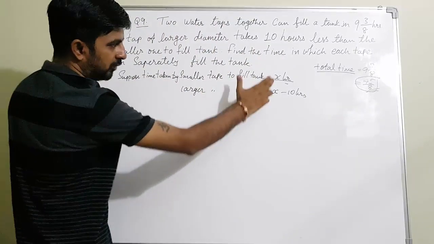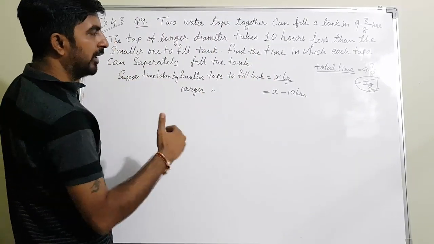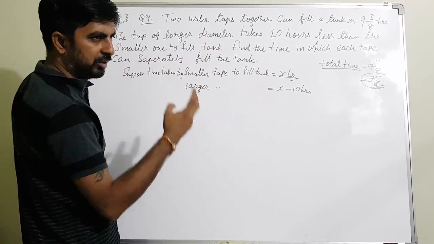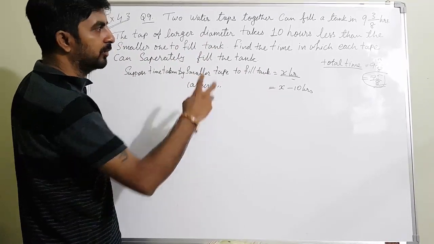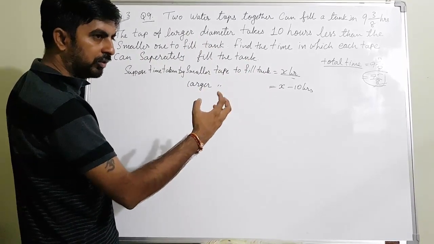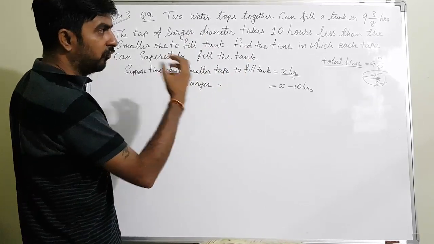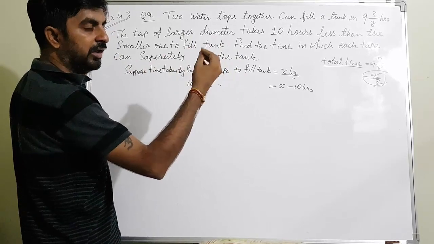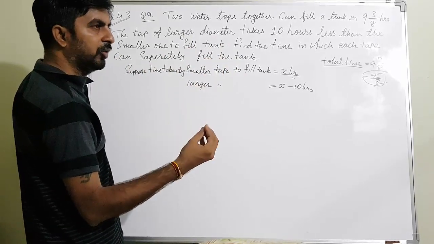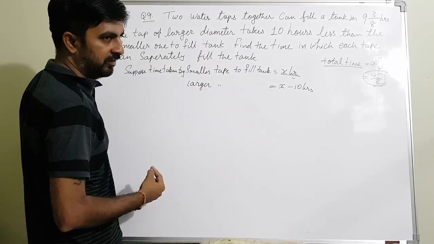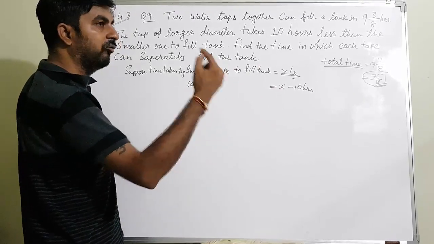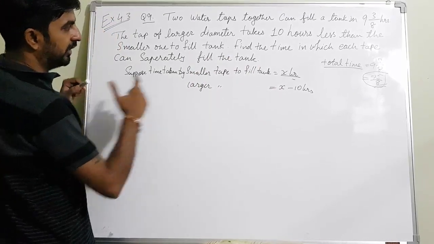Now we got the time. Every time when two things work together, like a man and a woman, or two taps, you have to convert that into 1 hour's work. If it is a man and woman work problem, then you take how much work they do in 1 day. Here we have to find how much water they can fill in 1 hour.